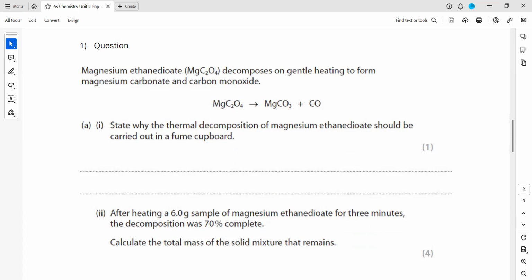Look, whenever toxic gases are there, it should always be done in a fume cupboard. So the simple answer is we have carbon monoxide, which is toxic. So toxic gases should be handled in a fume cupboard.